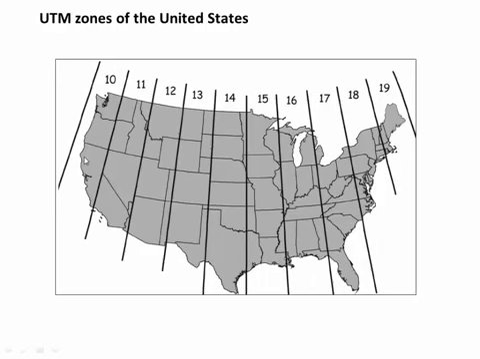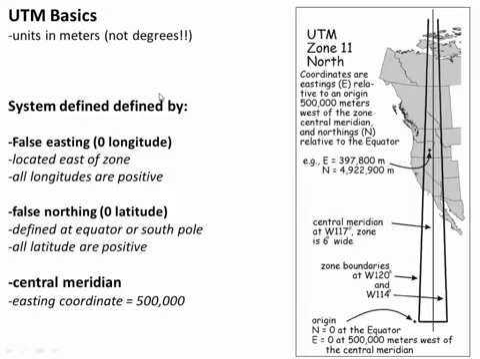So here's a map of the United States. We span 9 of these UTM zones, 10 to 19. Vermont is in zone 18N here. And so let's look at how the actual coordinates are given in a UTM system. So first off, the coordinates are always in meters. They're not in degrees.